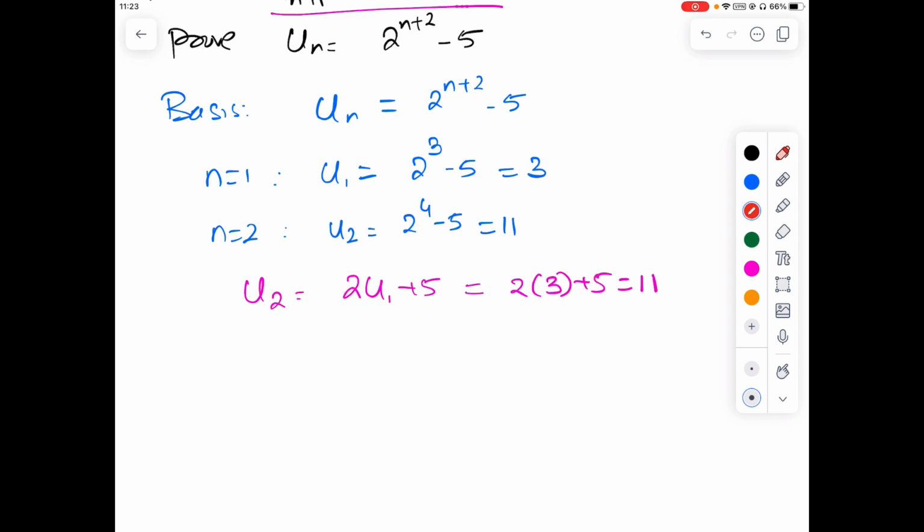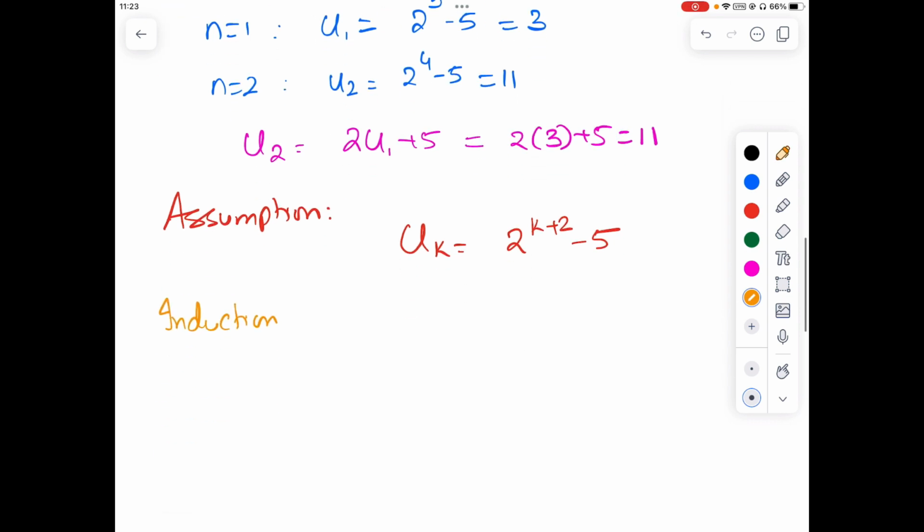Now what am I going to do for assumption? In assumption, u_k equals 2 power k plus 2 minus 5. Now induction. In induction, take the left hand side and plug in k as k plus 1, and you have to simplify it further and get the right hand side also with k as k plus 1. 2 power k plus 1 plus 2 minus 5. So it should become 2 power k plus 3 minus 5 as your answer.